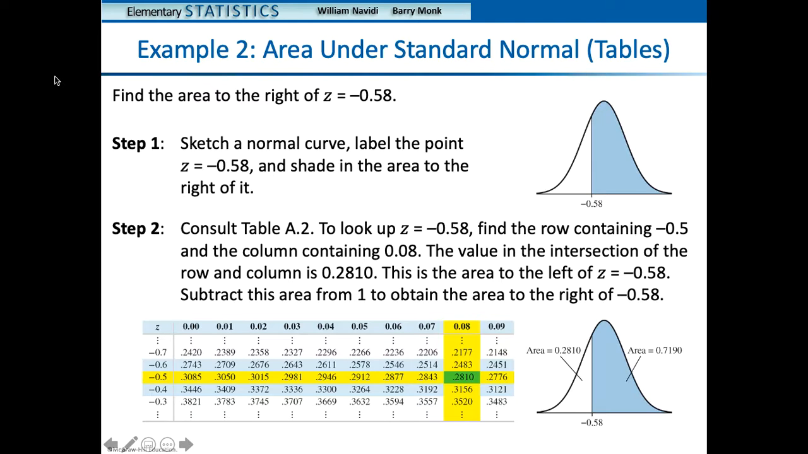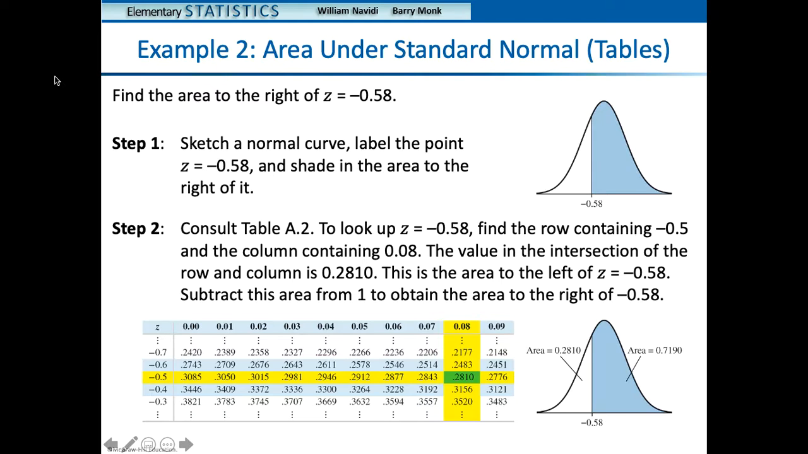But as we said earlier, the total area under any density curve is equal to 1, right? So we know the area to the left and the area to the right have to add up to equal 1. So I can just take the area to the left and subtract it from 1 to obtain the area to the right. Okay? So if you want to find the area to the right, you have to take that one extra step.